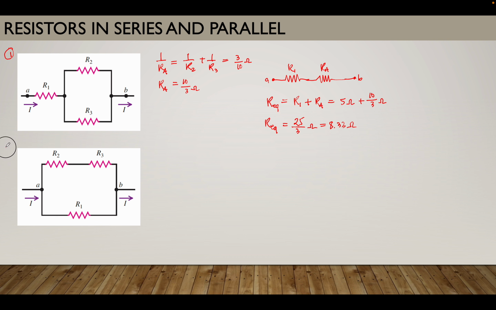Now, for the second figure, as you can see right here, we again have 3 resistors. Notice that these three are not all in series, because we have here point A and point B. The only ones in series here are R2 and R3.